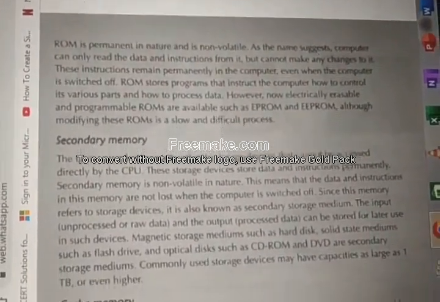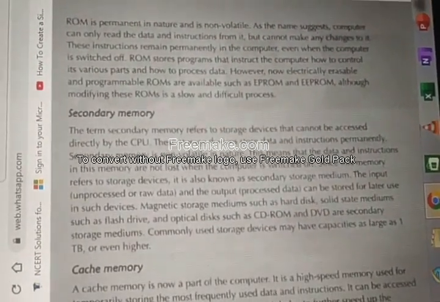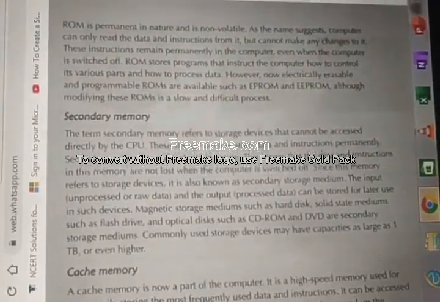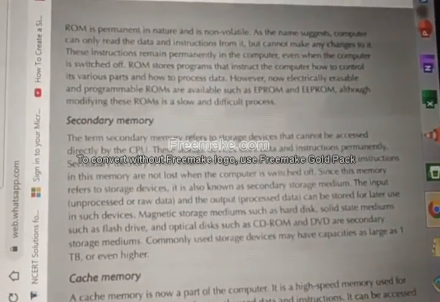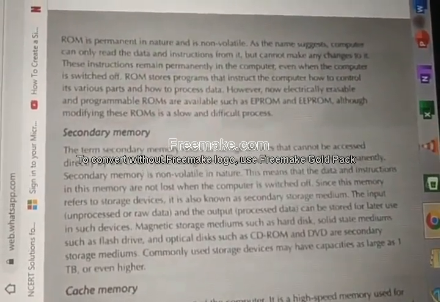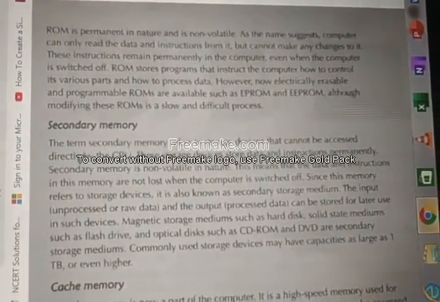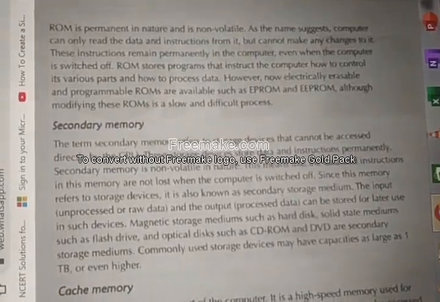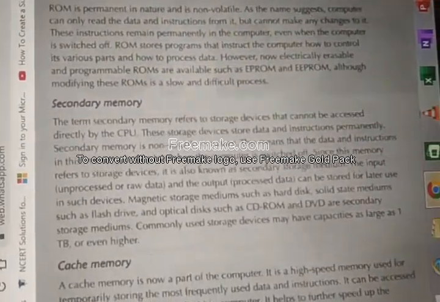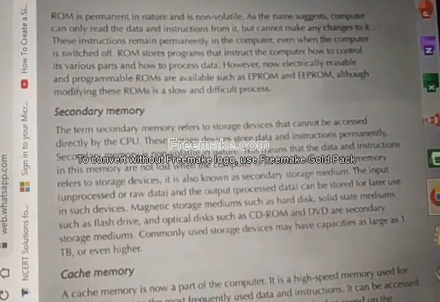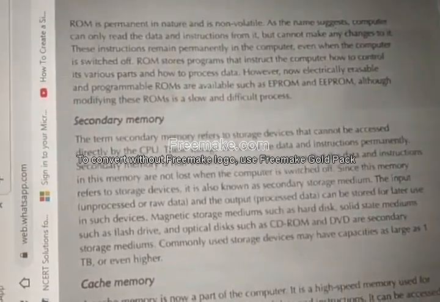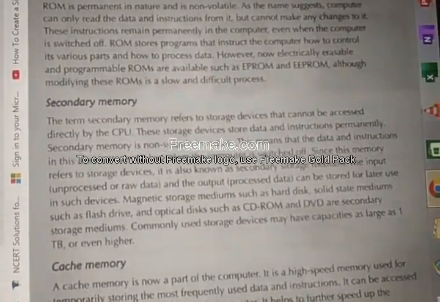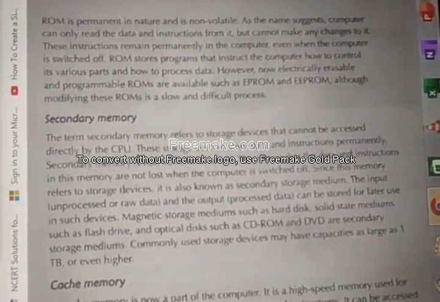It is a secondary memory, and it stores data permanently. But if you want to delete data in a secondary storage device like the hard disk, you can delete it. If you want to edit data, you can edit it. If you want to store some more data, you can store it. That is the use of secondary memory. Even though you can do all these processes, it is a secondary memory.